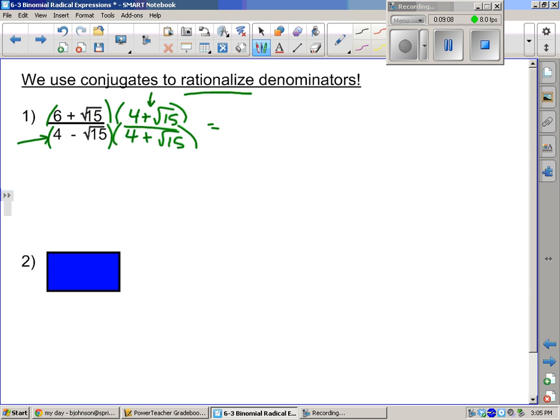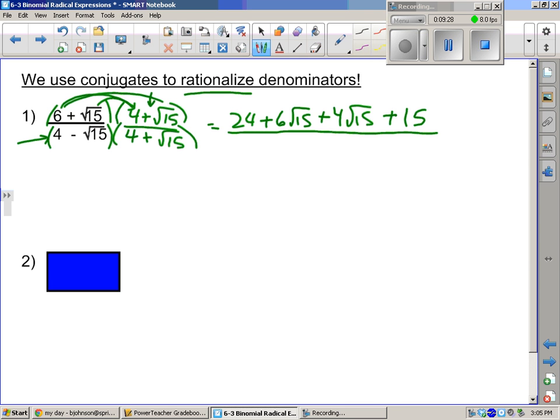So I'm going to take the first two, 6 times 4, the outers, 6 times root 15, the inners, 4 times root 15, and the last, root 15 times root 15, we're just going to call that 15. Now we take the outers here, we got 16, those were the first, and then 4 root 15. The inner would be negative 4 root 15, and then the last, negative times a positive is negative 15. Root 15 times root 15 would be just 15.